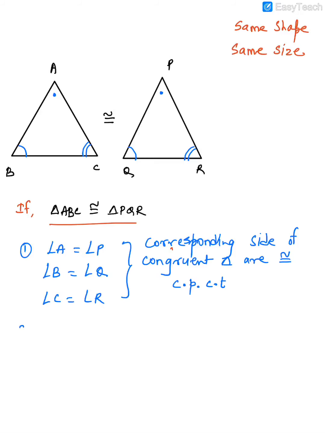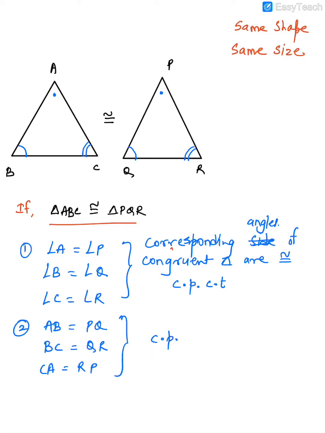And number 2, the second one is that side AB is equal to PQ, side BC is equal to QR and side CA is equal to RP. Again, here you can say corresponding. Guys, I had made a mistake. This is not sides, it should have been angles, if I'm writing that. So I think I'll write CPCT only here also. Corresponding parts of congruent triangles, CPCT, or you can also write corresponding sides of congruent triangles are congruent. Clear? So this is all only if the triangles are congruent.